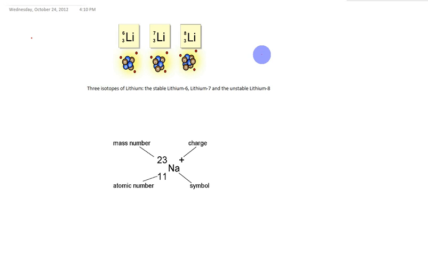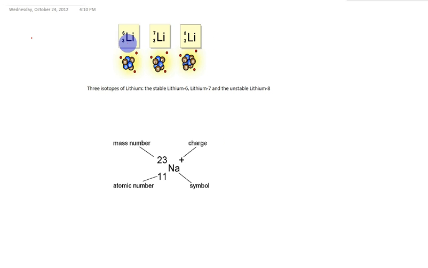Guys, this video is all about isotopes and isotope notation. First of all, an isotope is nothing more than an atom of an element that has a different number of neutrons in the nucleus. If you'll recall, what defines an element is just the number of protons that it has. As you can see here, we have three examples of lithium atoms.